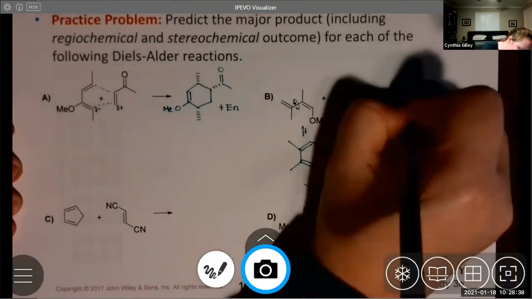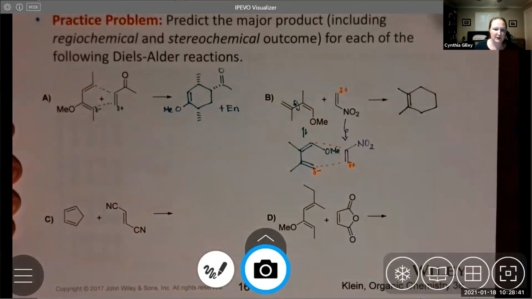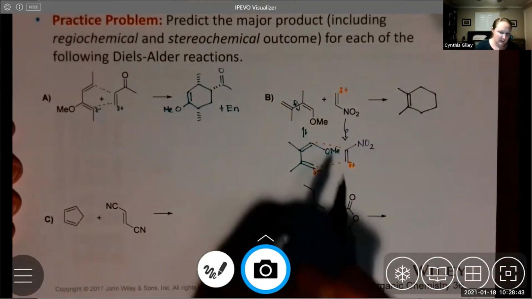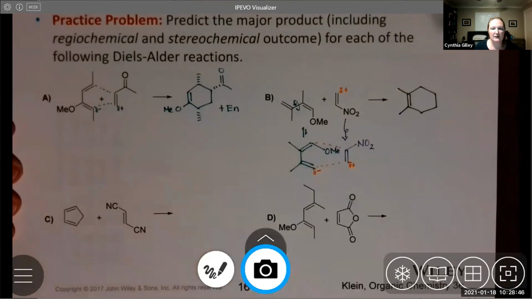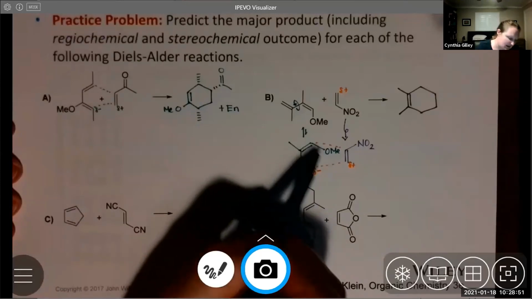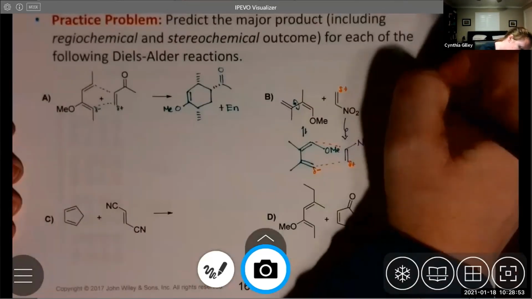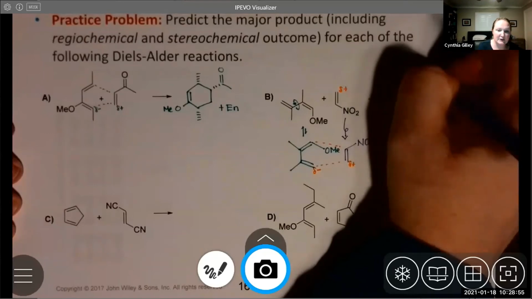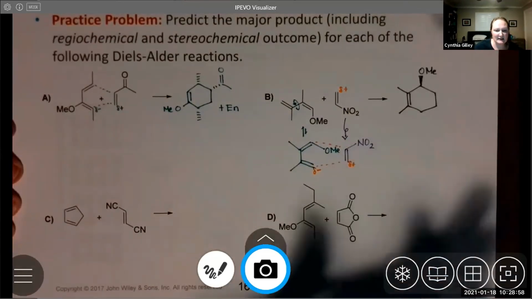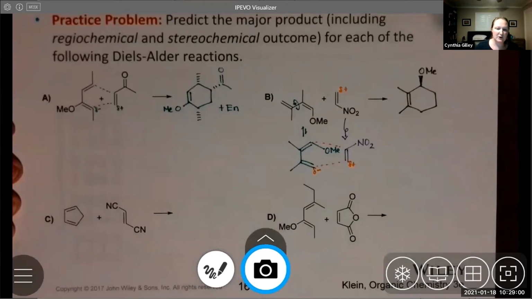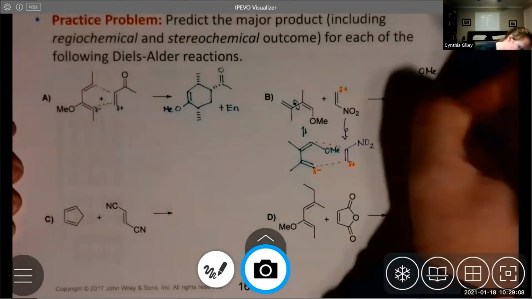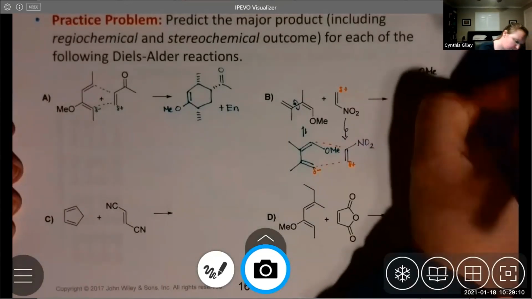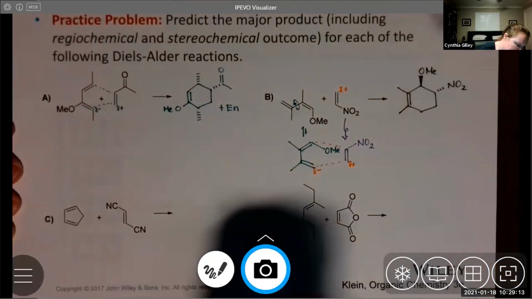My two methyls end up planar, so I don't have to worry about those. But I do have a methoxy group and a nitro group that end up on chiral carbons. Because the methoxy group is pointed in, it's going to end up down from a bottom approach. Because the nitro group will also be pointed endo, because it's electron withdrawing and that favorable secondary orbital overlap occurs when the nitro group is endo, it will end up down. This is not a meso compound.